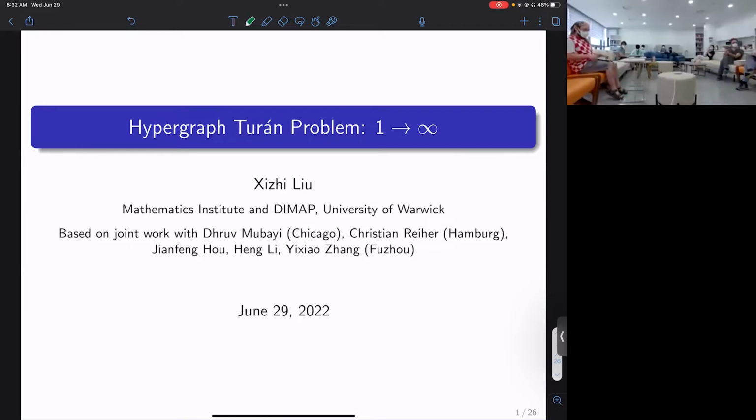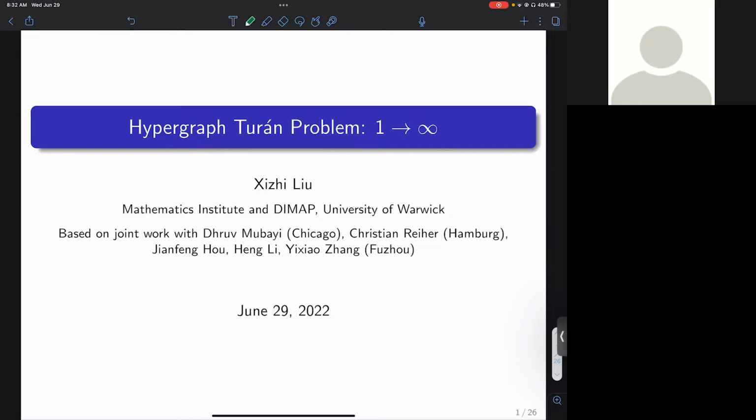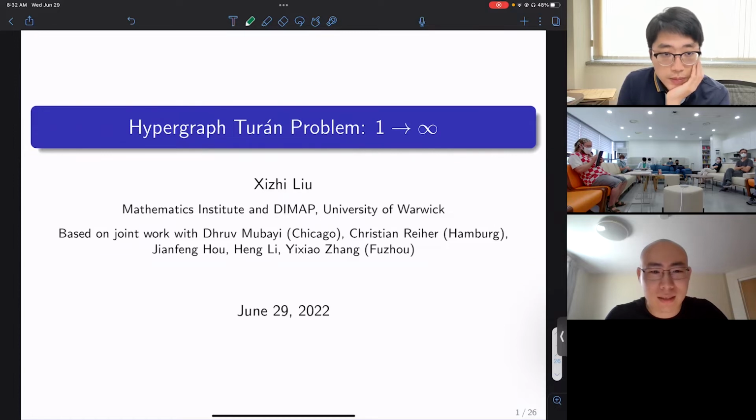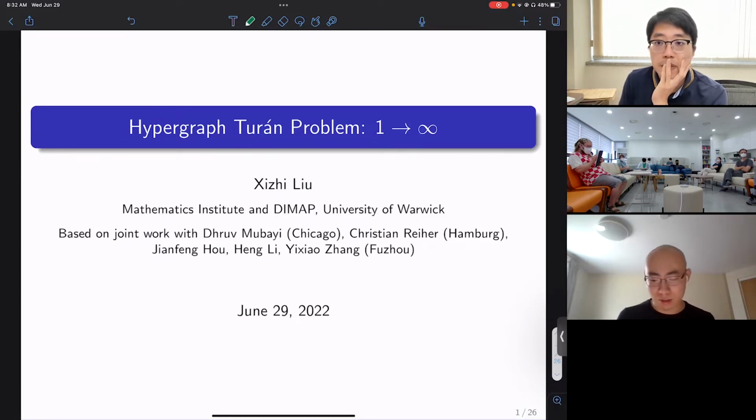Okay. Thank you for the invitation. So this talk will be based on several papers. I mean, a long project, starting with my advisor, Mubayi, and later Reiher joined us, and later Professor Hou and his students also joined this project.